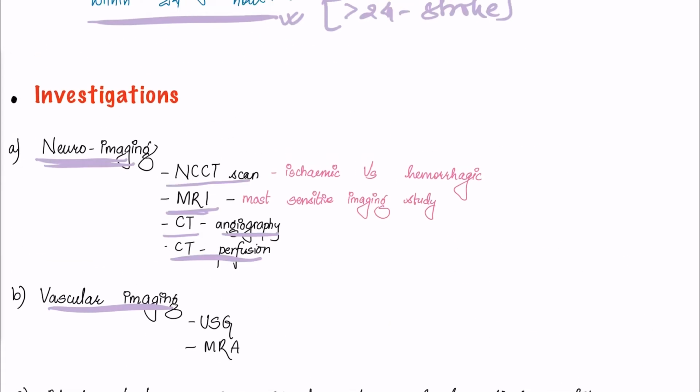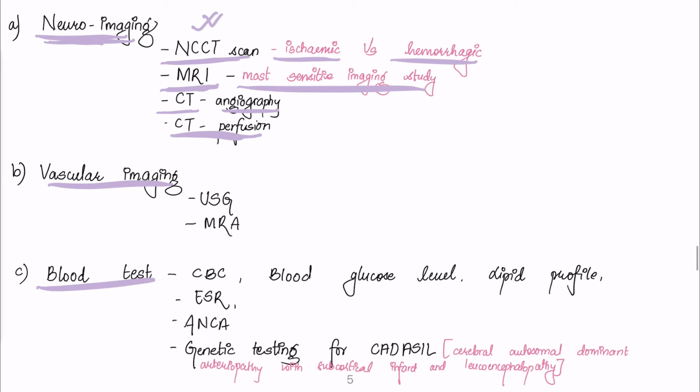Now let's talk about neuroimaging. Neuroimaging includes non-contrast CT scan, magnetic resonance imaging, CT angiography, and CT perfusion. NCCT, that is non-contrast CT scan, plays an important role to differentiate between ischemic and hemorrhagic stroke. MRI is the most sensitive imaging study. Talking about vascular imaging, it includes USG and MRA, that is magnetic resonance angiography.